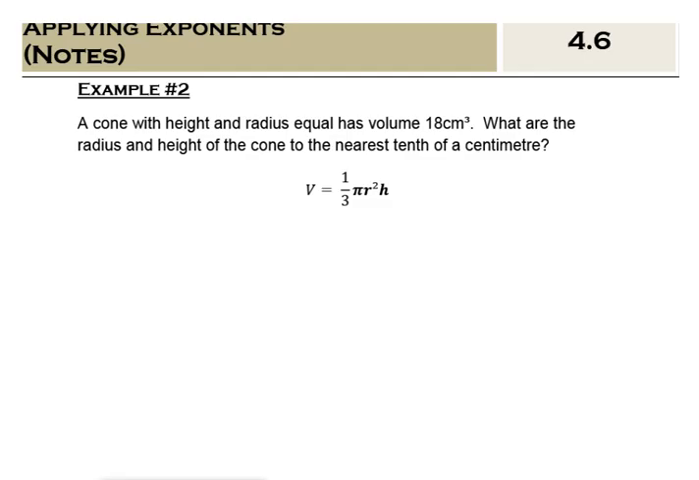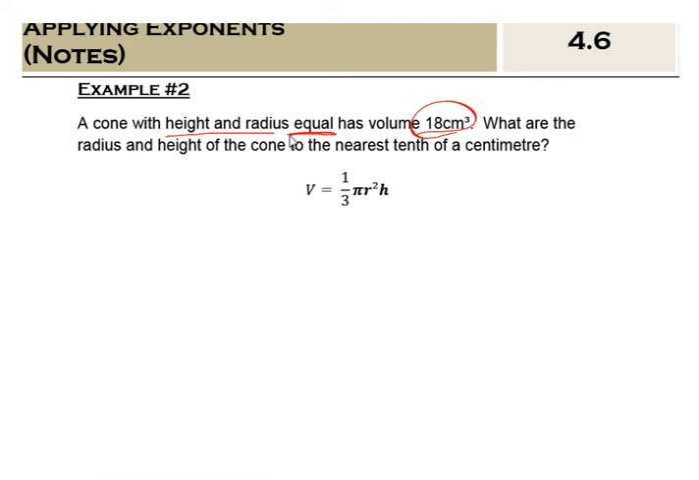All right, last one. Problem solving, everyone's favorite. A cone with a height and radius equal. Ooh, that's important. Has this as its volume. What is the radius and the height of the cone to the nearest tenth of a centimeter? Notice what it says, nearest tenth of a centimeter. You actually get to plug it into your calculator and take it to a decimal. You don't need exact form.